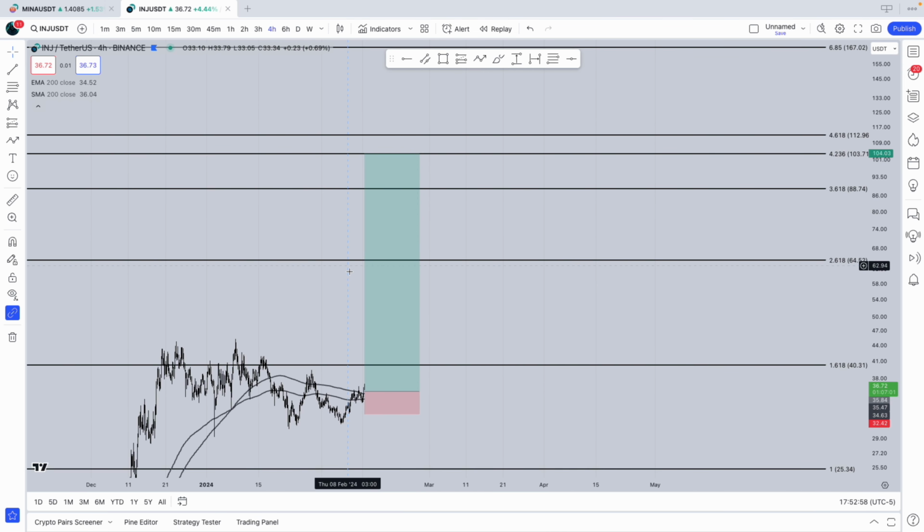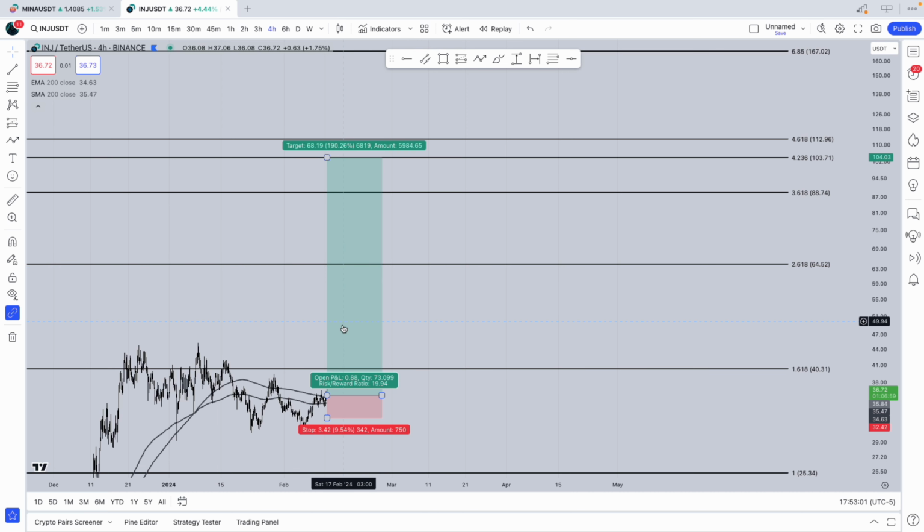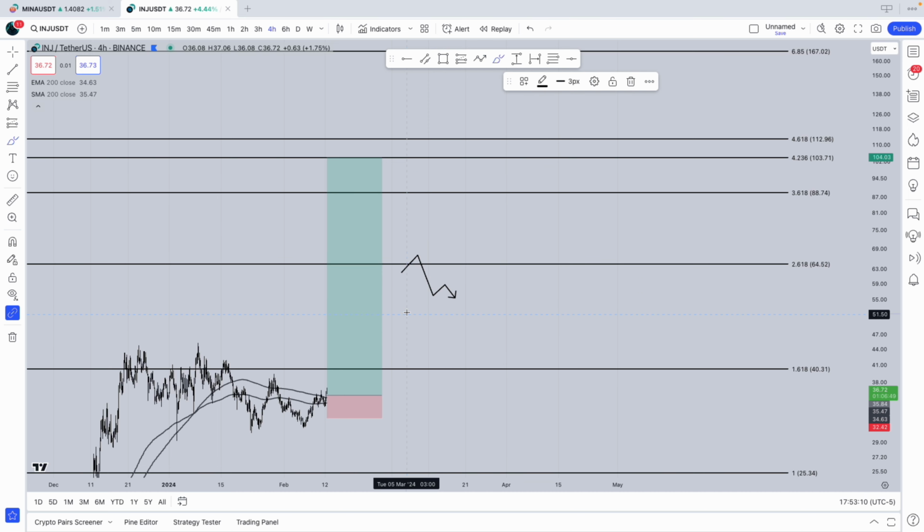The cons being, though, that price could rally to this 2.618, get stuck, and then 30-minute 200s are lost here. So something like this. So the difference here is you could have potentially gotten a little bit more reward from taking profit right here instead of taking profit down here. So that's pros and cons to it.